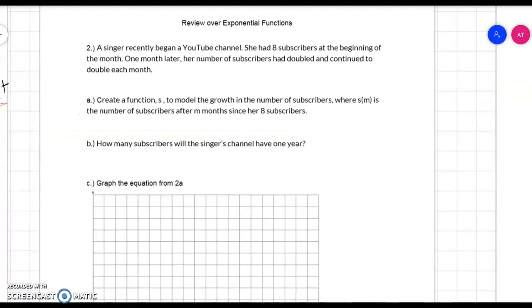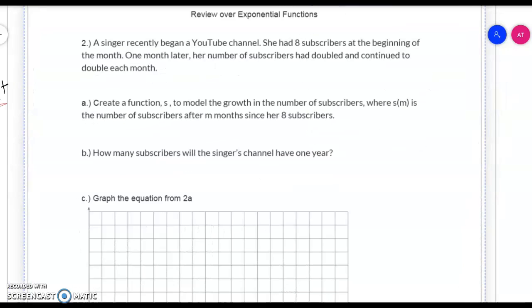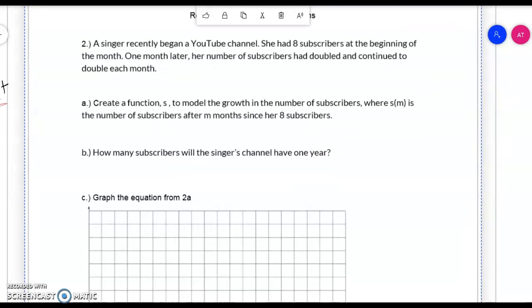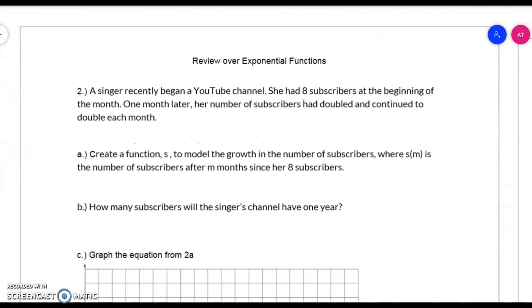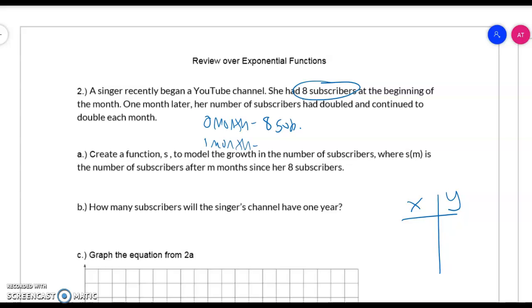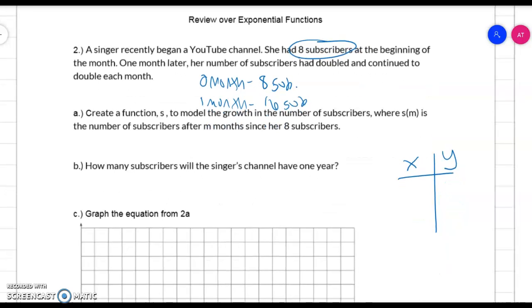So let's move on to question 2. It says a singer begins a YouTube channel and has 8 subscribers at the beginning. So at the very beginning of her career, she has 8 subscribers. So at month 0, she started with 8 subscribers, because those are the people, the OGs. Okay. 1 month later, the number of subscribers has doubled. So at her first month, what is 8 doubled? 16. So she has 16 subscribers.